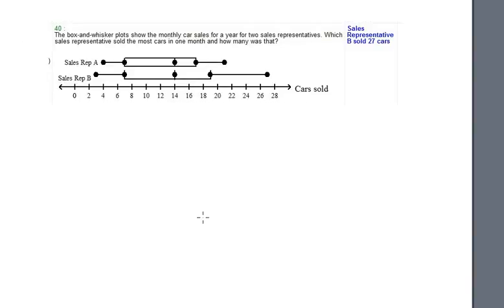Okay, this problem, it's a box and whisker plot, shows the monthly car sales for a year for 2 sales representatives. Which sales representative sold the most cars in 1 month, and how many cars was that? Well, it looks to me like sales rep B sold 27 cars. That's right here. That's the most in 1 month. Right there. That's it for that one.